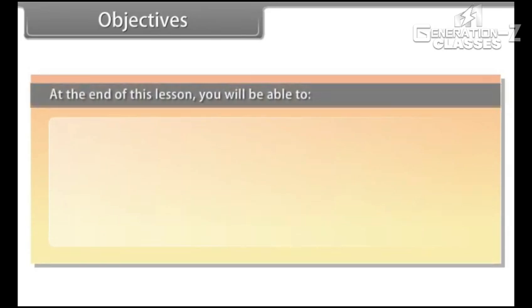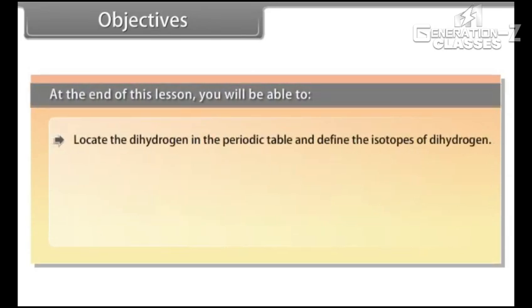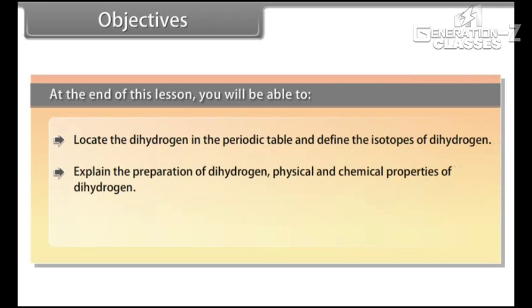Objectives. At the end of this lesson, you will be able to locate hydrogen in the periodic table and define the isotopes of hydrogen. Explain the preparation of dihydrogen, physical and chemical properties of dihydrogen. Explain hydrides.